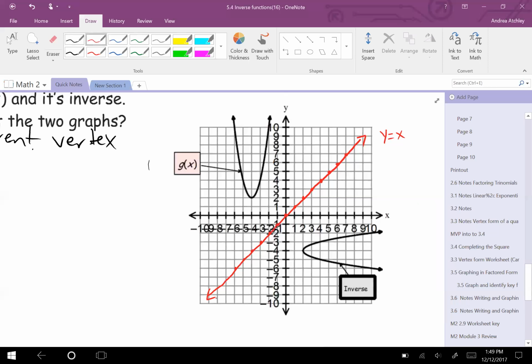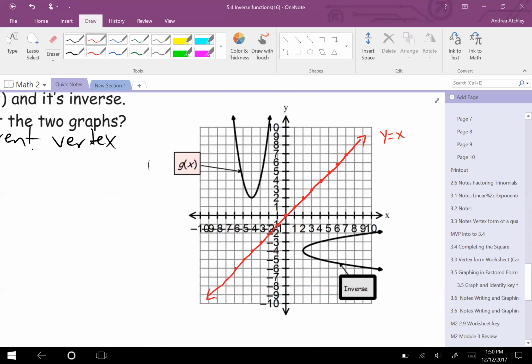Remember last year when you talked about transformations, you guys rotated figures, you reflected figures across the x and y axis, you translated up, down, right, and left. Sound familiar? Okay. Inverse functions, their graphs are reflected across the y equals x line. Okay, not axis, but y equals x line. So if I folded my paper along the y equals x line, those two graphs would be over each other.